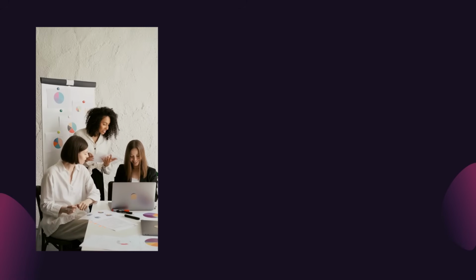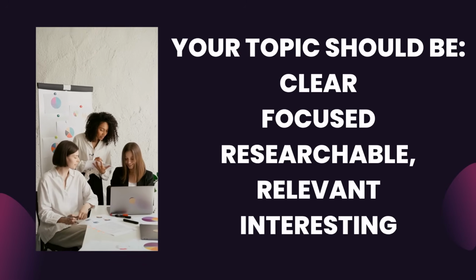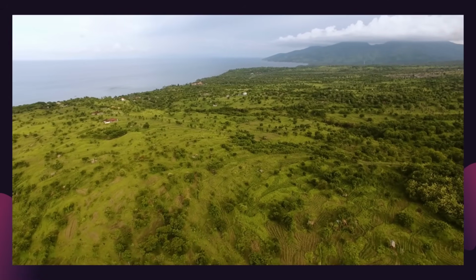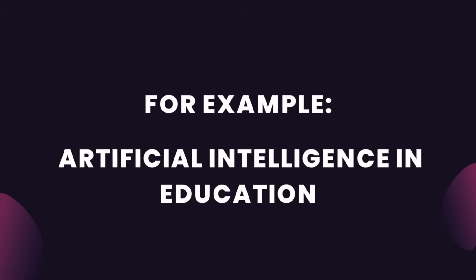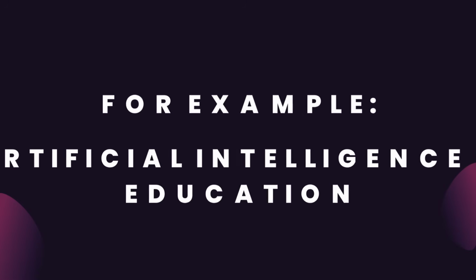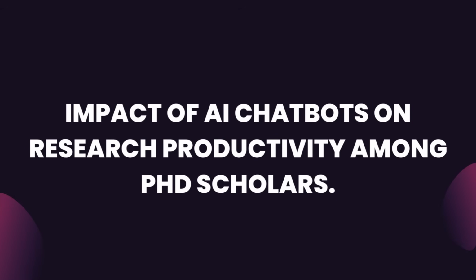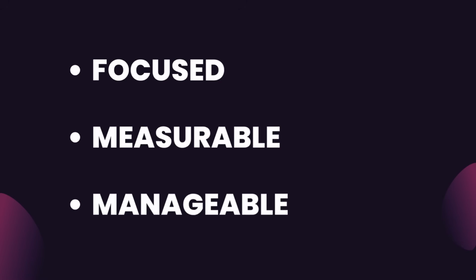The first and most important step is selecting the right research topic. A weak topic creates problems throughout the entire research process. Your topic should be clear, focused, researchable, relevant, and interesting. One major mistake students make is selecting topics that are too broad. For example, artificial intelligence in education. This topic is extremely broad. Instead, narrow it down. For example, impact of AI chatbots on research productivity among PhD scholars. Now the topic becomes focused, measurable, and manageable.